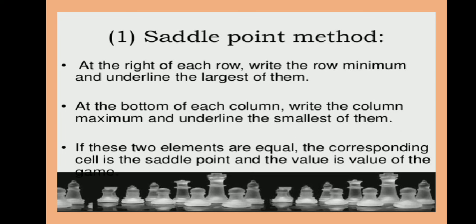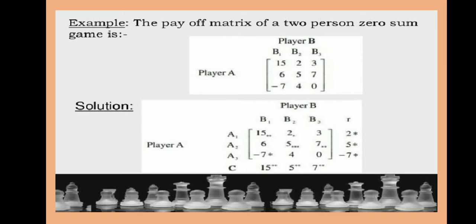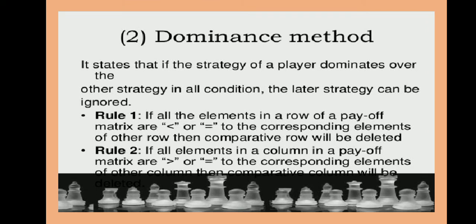Now we have the saddle point method. At the right of each row, write the row minimum and underline the largest of them. Second point, at the bottom of each column, write the column maximum and underline the smallest of them. And the last one, if these two elements are equal, the corresponding cell is the saddle point and the value is the value of the game. Now we have the example, in which you can see the question is given with the answer. Now we have the dominance method.